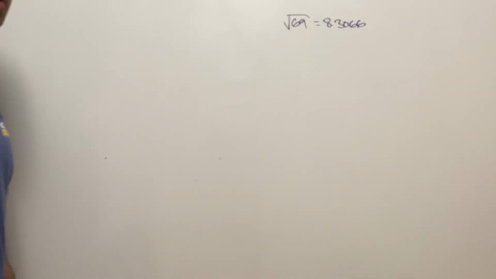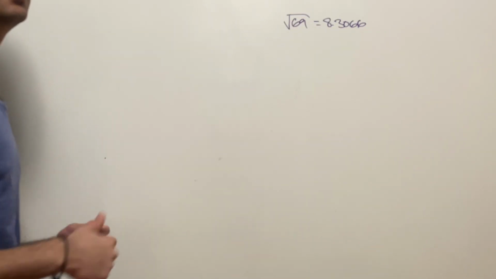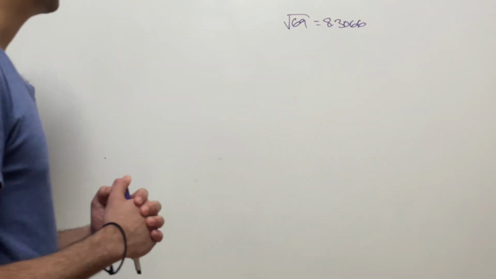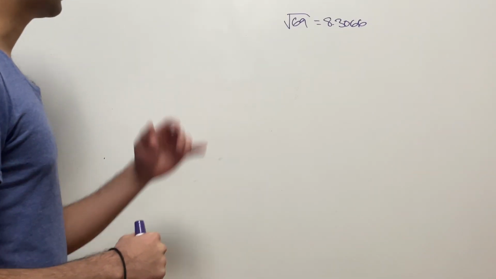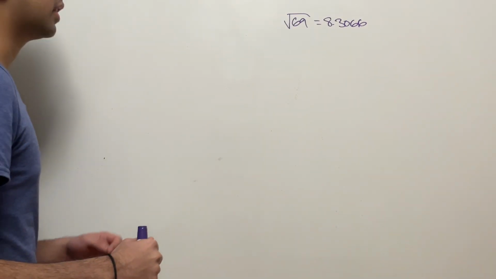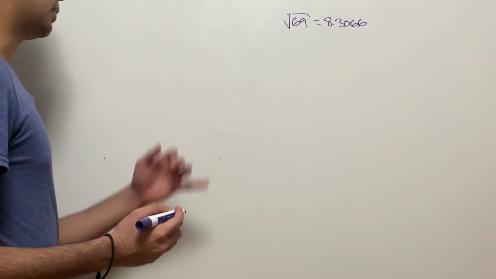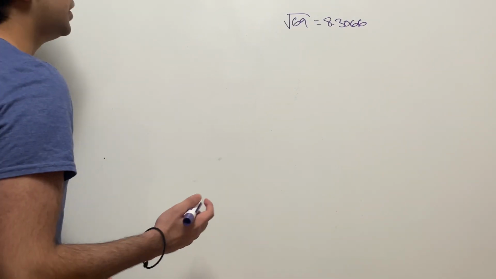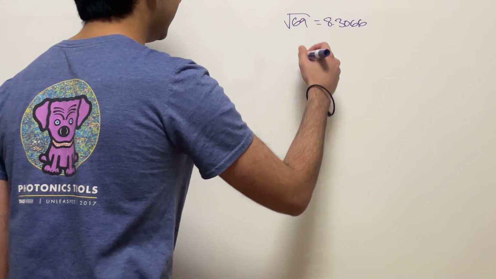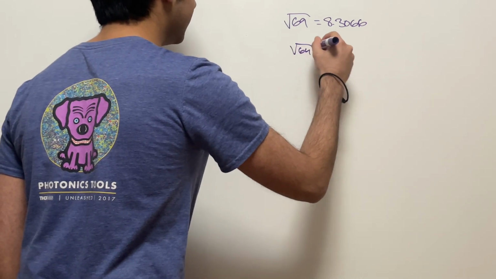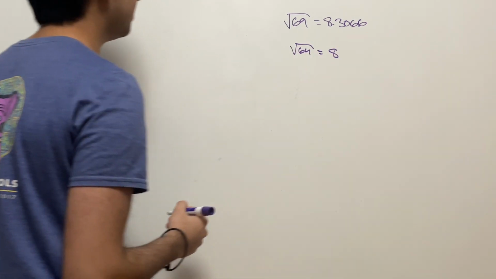So how can you get a good estimate, maybe with a couple of decimal places? How do you do that? Well, I guess we should step back a little bit and think about it algebraically. When we're trying to estimate the square root of 69, we should use a point that we already know. We know that the square root of 64 is equal to 8, so we should use this information.